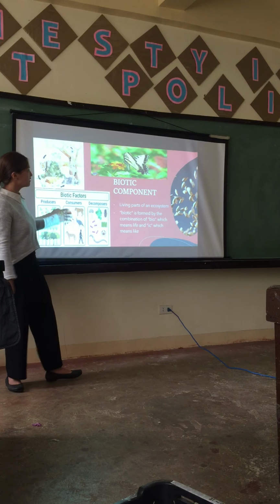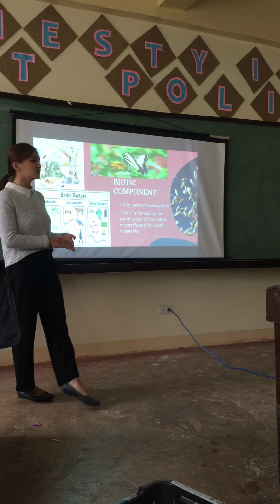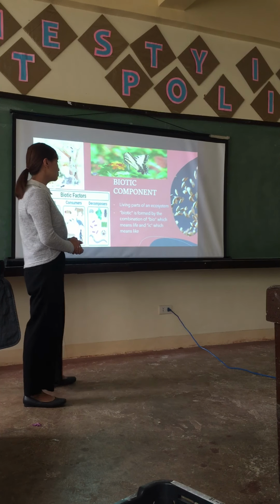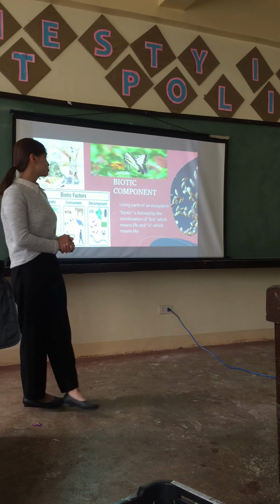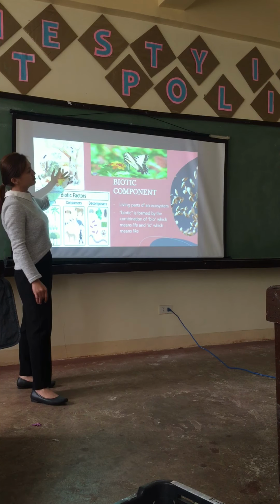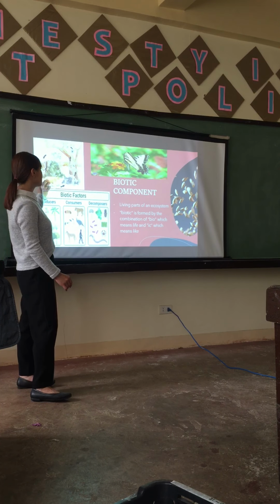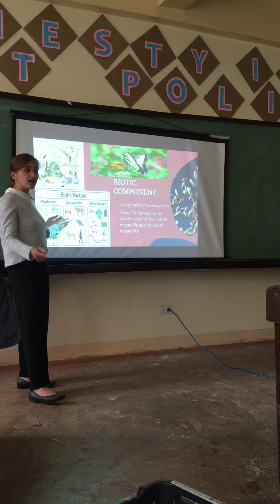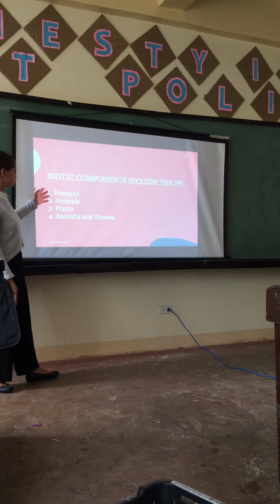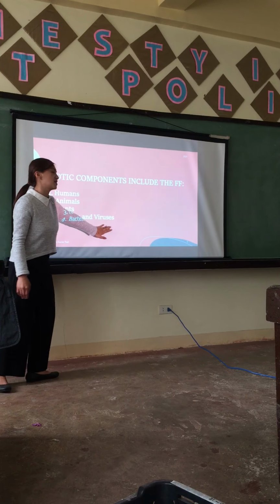Okay? So we have here the biotic component. Biotic component is basically the living parts of an ecosystem, and biotic is formed with the combination of bio, which means life, and ic. As we can see here, the pictures are examples of living organisms like the butterflies, the plants, the animals, and the like. So we have here the components of biotic: the humans, the animals, the plants, bacteria, and the viruses.